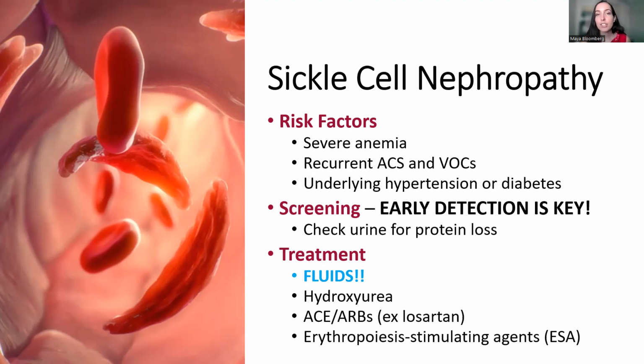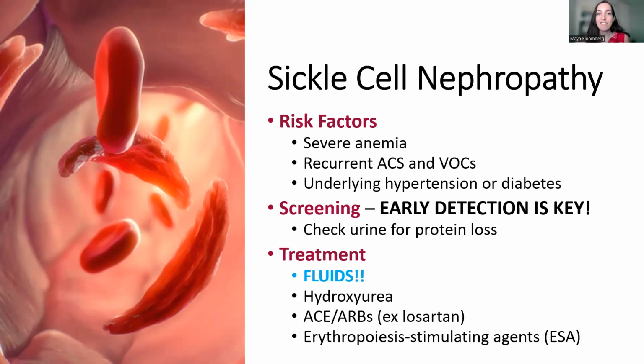ACE inhibitors or ARBs are a type of blood pressure medications. They are never used by itself, though, for blood pressure. It's usually in combination, but we're using these medications because it dilates the vessels that enter and exit the kidneys, and by doing so, decreases the workload of the kidneys, and it can reverse kidney damage and protect from future damage.